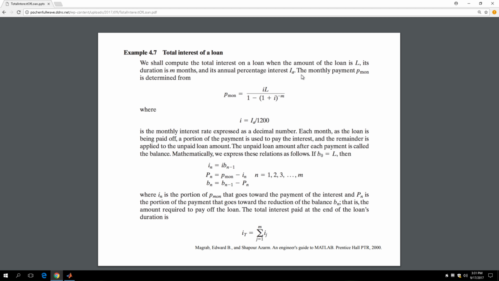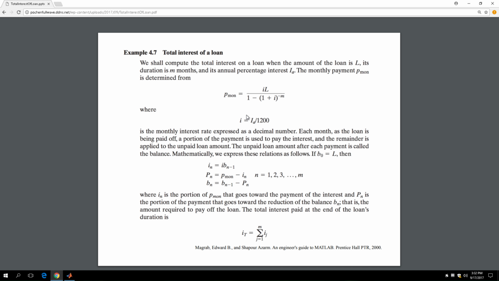And then based upon those three numbers, L, m, and IA, you can compute the monthly payment. That's called P month, PMON. And there's a formula, an equation for doing that. So P month, that's the monthly payment. That's how much money you have to pay the bank every month, right? It equals small i times the loan amount, that's the principal that you are borrowing, divided by 1 minus (1 plus small i) raised to the power of negative m.